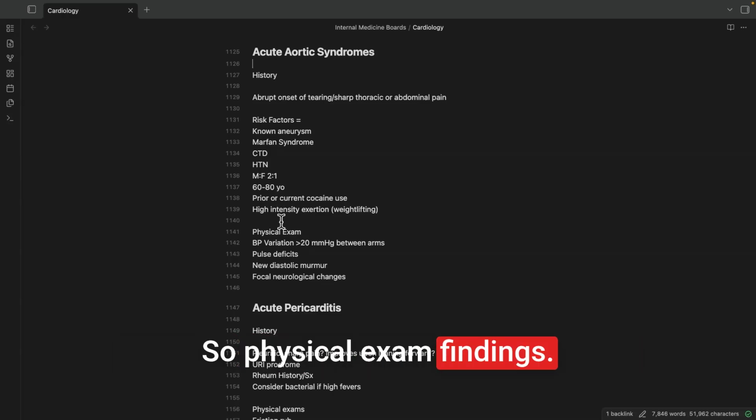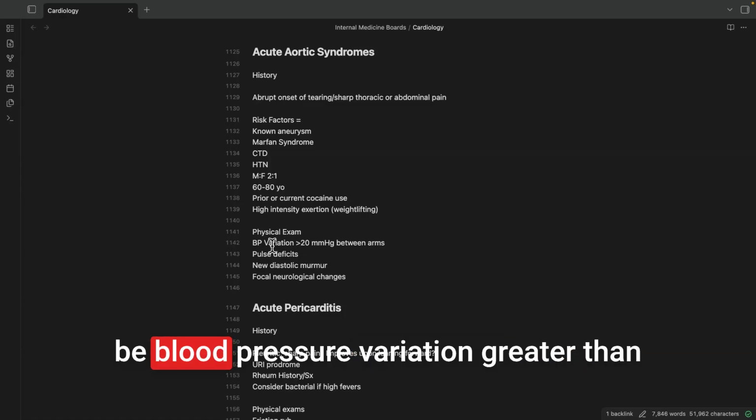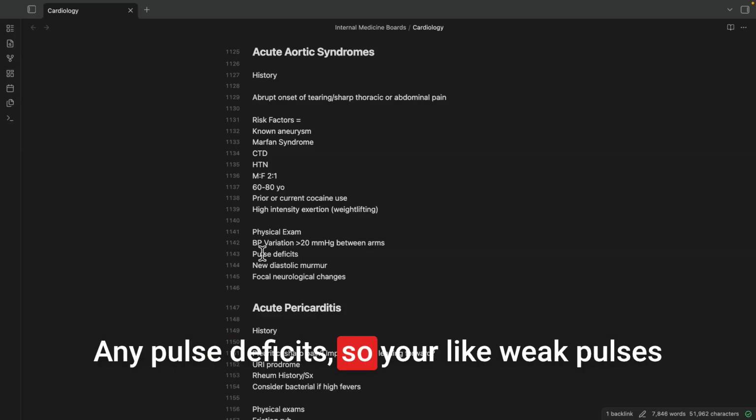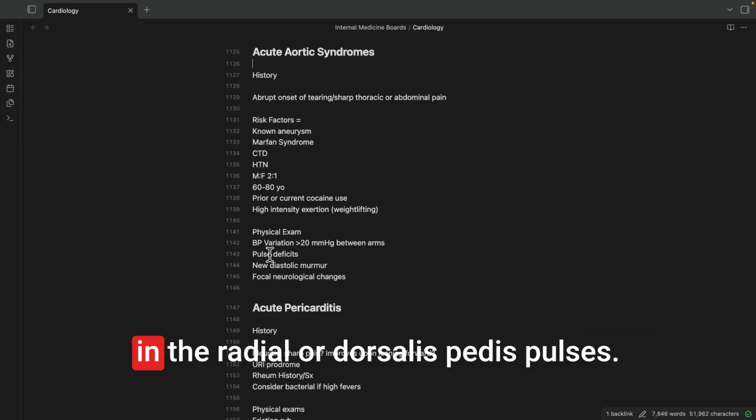So physical exam findings: if you have these conditions, there will be blood pressure variation greater than 20 millimeters of mercury between arms. Any pulse deficits, so weak pulses in the radial or dorsalis pedis pulses.